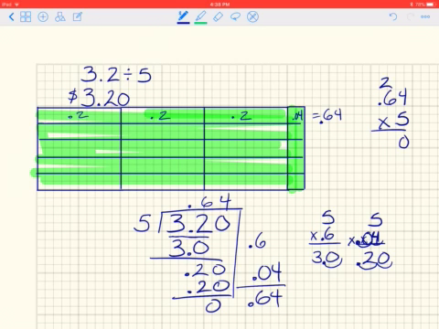Add that 2. That makes 32. I've got hundredths up there, 2 places over. I'm going to move this 2 places over. 3 and 20 hundredths, which is equal to 3 and 2 tenths, which is what we started with. So 3 and 2 tenths divided by 5 equals 64 hundredths. Nice job. Keep working.